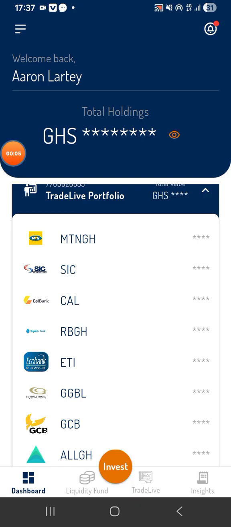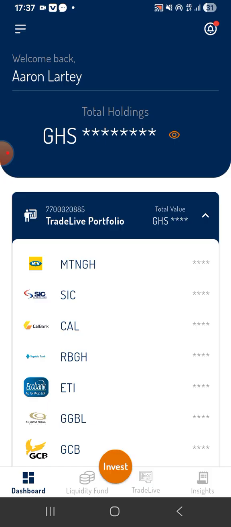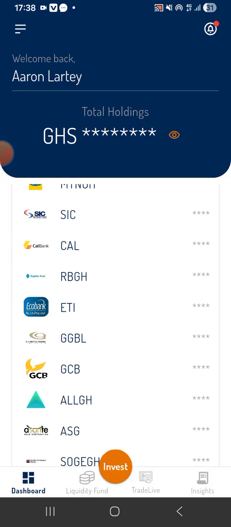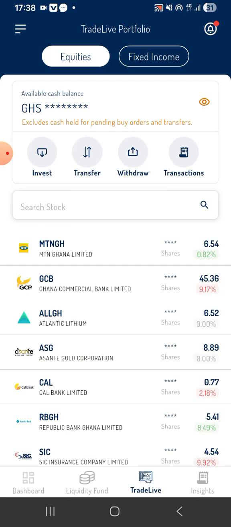Today, I'll be taking you through the IC Wealth app. As you can see, when you open the app, if you haven't downloaded it, you need to download it, then register and create the account. After that, you also need to create the CSD account. When you click on Trade Life, you'll be able to create the CSD account. That is the account you need to buy stocks on the Ghana Stock Exchange. That will take about 3 to 4 weeks, and then you can buy the stocks.